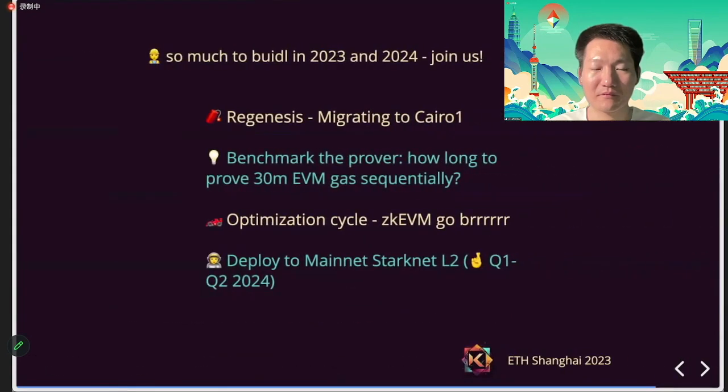But yeah, we have so much to build soon. We're going to migrate to the latest version of the Cairo smart contract language. We're going to benchmark our prover, and I think it's going to be very fun. We're going to optimize our zkEVM, and we're going to deploy to mainnet by Q1, Q2 2024.